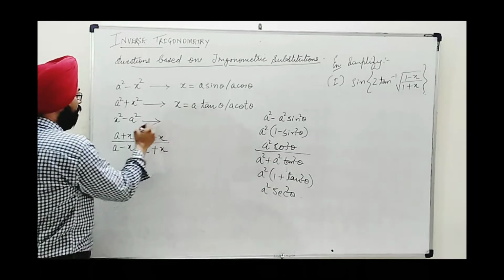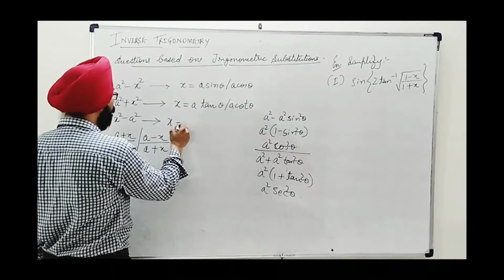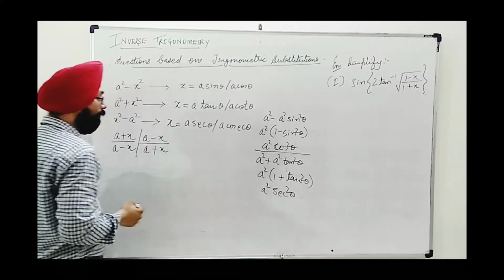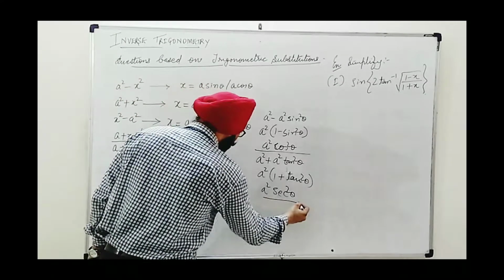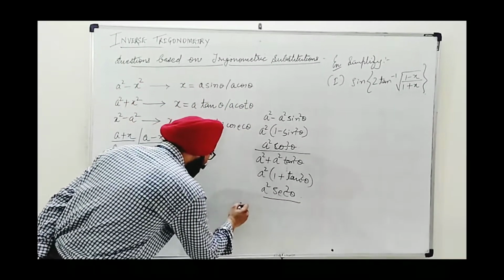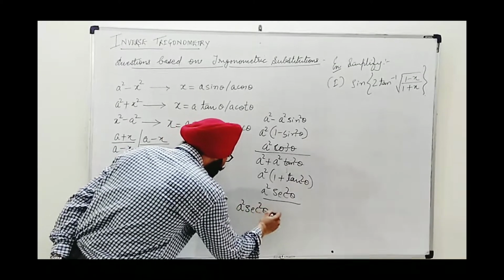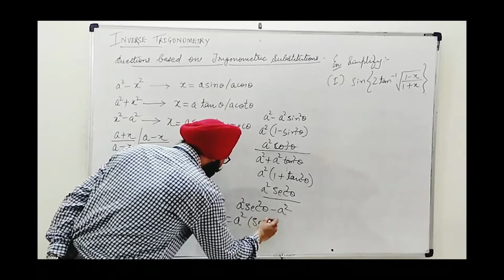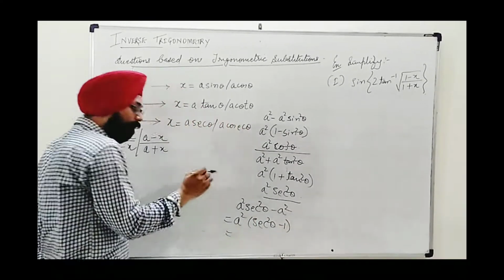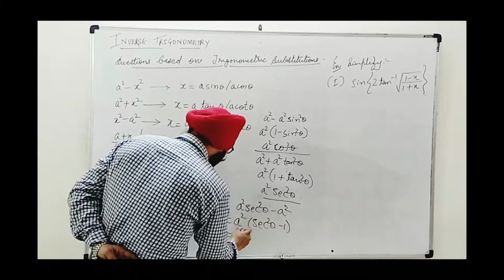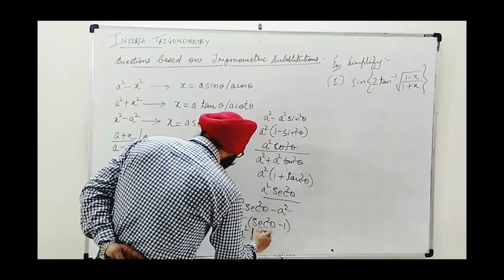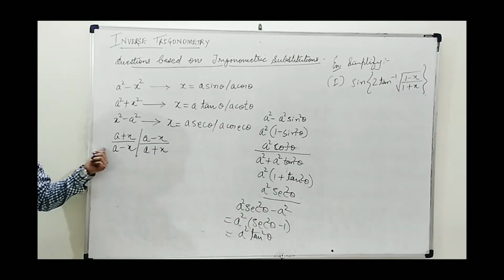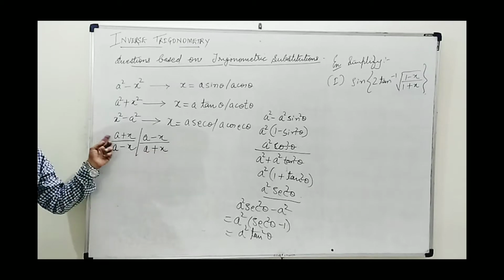Further, for this pattern we can replace x by a sec theta or a cosec theta to make it an identity. What pattern? If I replace, I will find a square sec square theta minus a square. When a square is taken out, I have sec square theta minus 1. Sec square theta minus 1 again is a Pythagorean identity, and can be written as tan square theta. So these are three basic patterns. Now the rest two, these are reciprocals of each other.